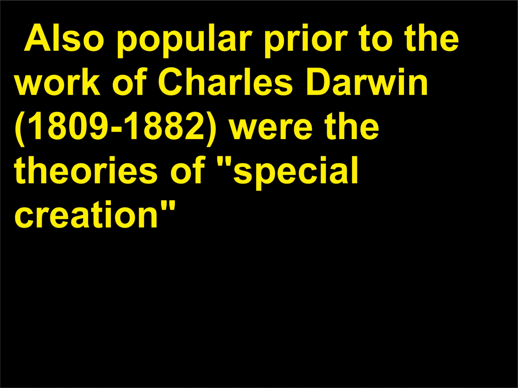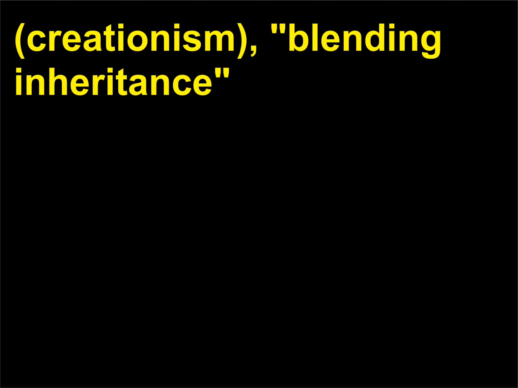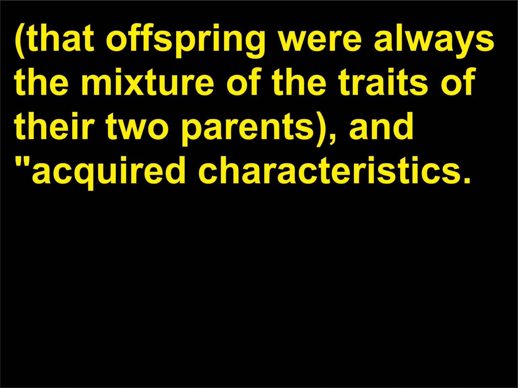Also popular prior to the work of Charles Darwin, 1809 to 1882, were the theories of special creation, creationism, blending inheritance, that offspring were always the mixture of the traits of their two parents, and acquired characteristics.